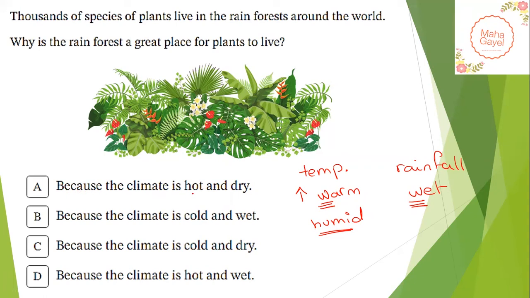Because the climate is hot and dry. Hot, okay, but what about dry? No, it's not correct because it's always wet. It rains a lot there. Because the climate is cold and wet. Wet is correct, but what about cold? No, it's not cold at all. Because the climate is cold and dry? No, and also no.